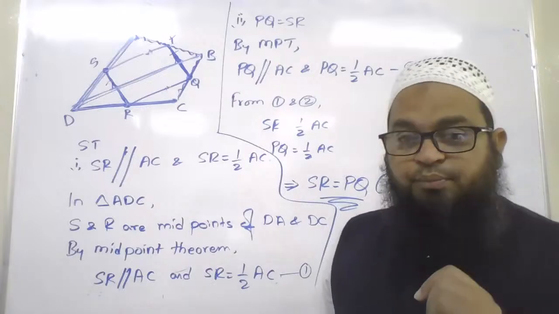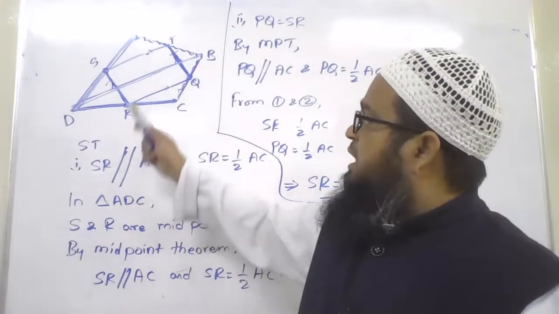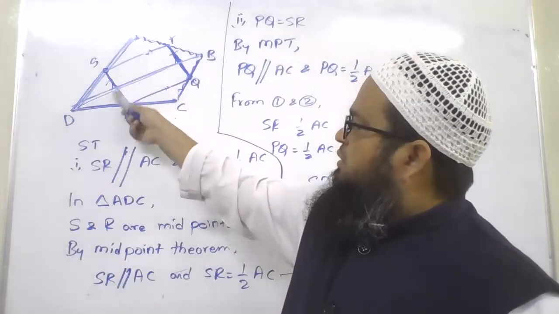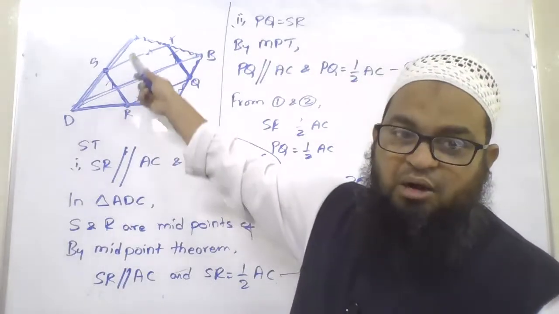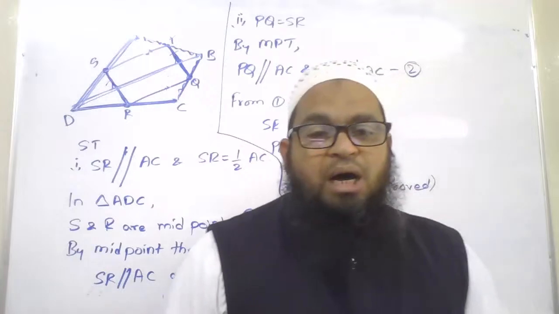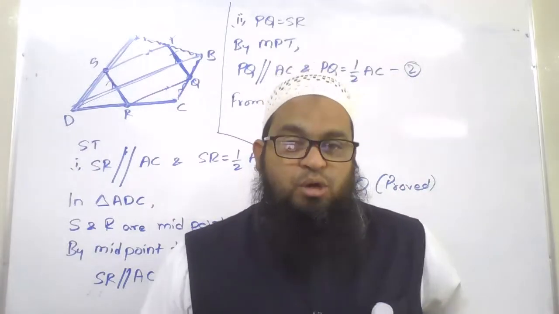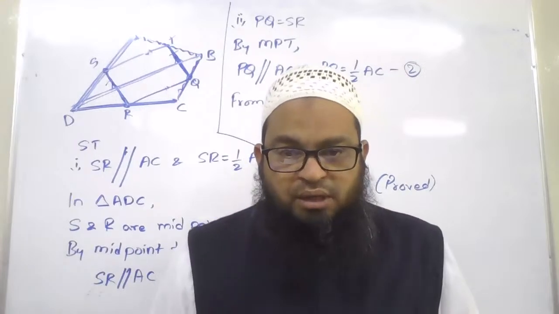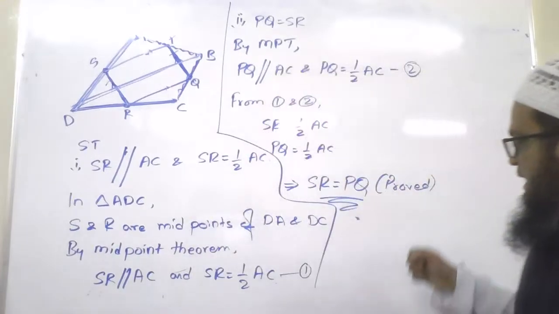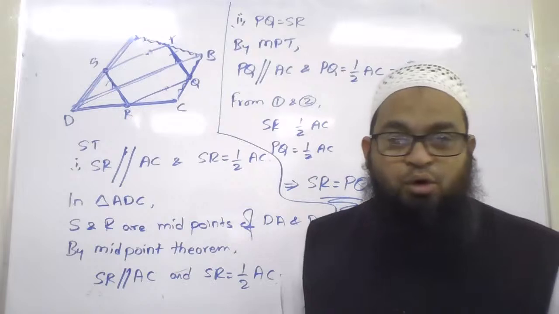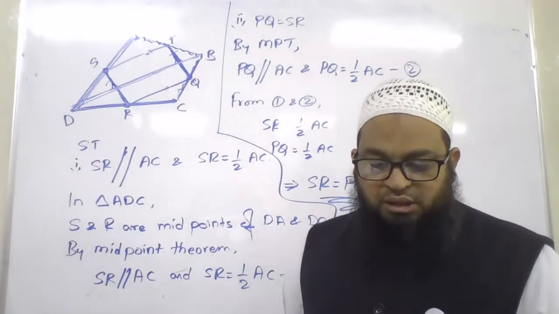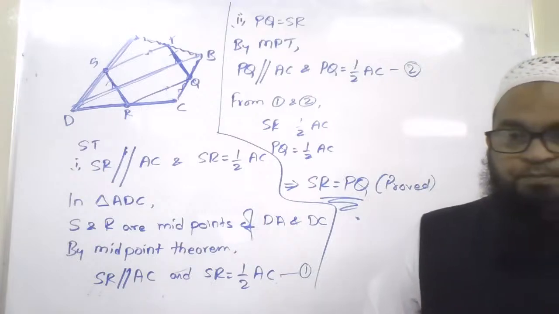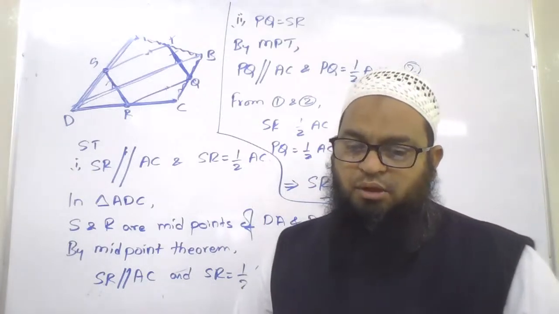You have to prove it. Then you have to state that since opposite sides are parallel and also equal, PQRS is a parallelogram. You have to write it. Understood, my dear students? You cannot simply do till here and prove that it is a parallelogram. No. Understood? Everybody understood? Good.